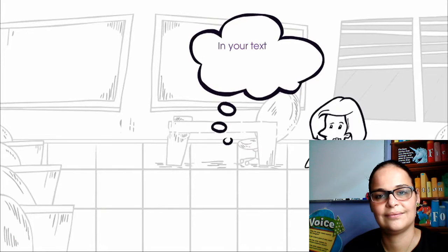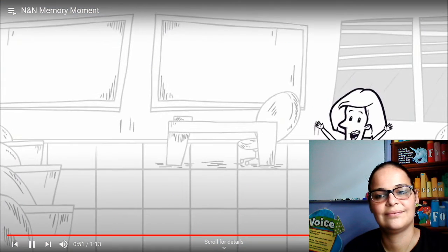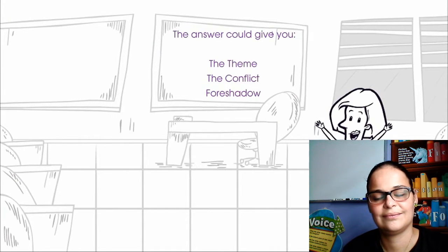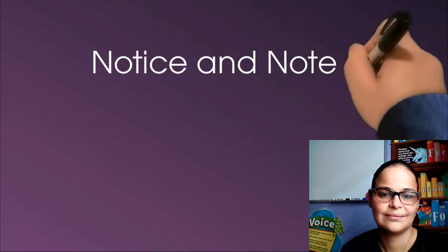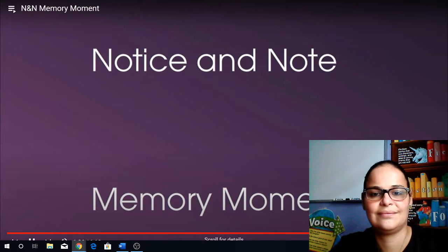So let's think about this for a little bit. In your text, what flashback is your character seeing? And what can you make of it? The answer to those questions could give you something about the theme, something about the conflict, or even foreshadow what might happen later in your text. Notice the flashback and make a note of it, and that is memory moment.